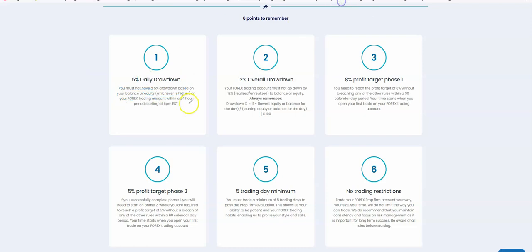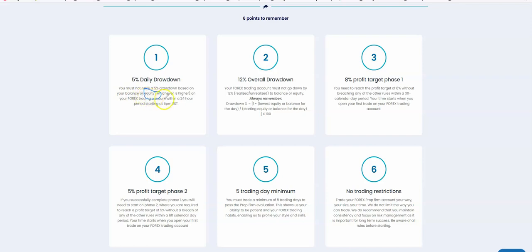Maybe I should remove this thing. Look at it here. Read it. It says you must not have a 5% drawdown based on your balance or equity. And that's the one they focus on. That's why a lot of you blow accounts. You lose your trading account or your funded account because of this. You're not following the rules. It didn't say on your balance alone.